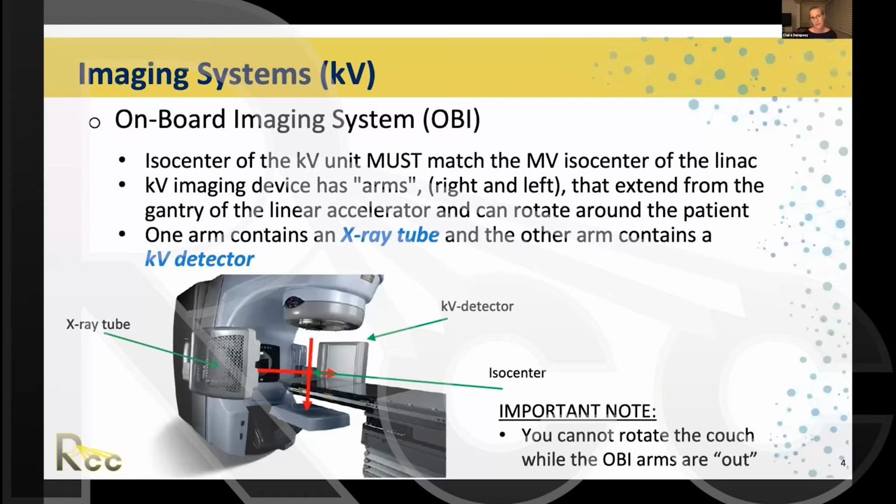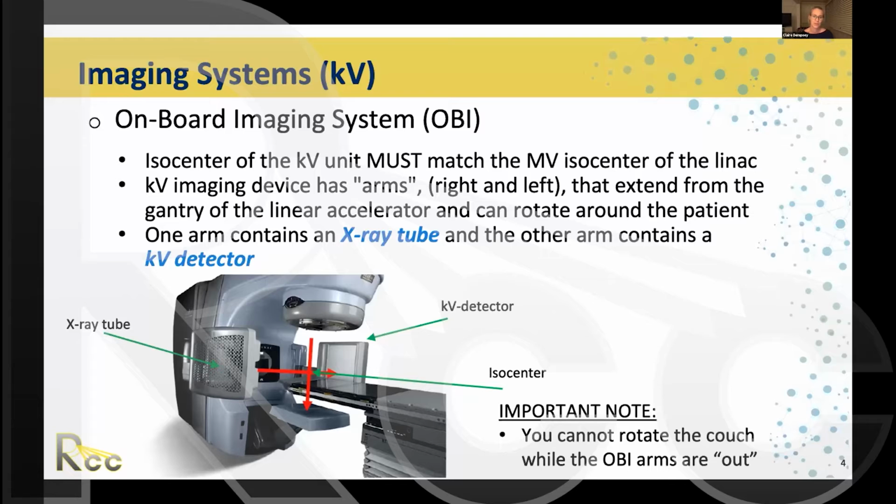So the isocenter of the KV unit must match the isocenter of the MV, or our treatment field, exactly. There's no point taking a KV image of a patient and going, yes, they're perfectly positioned, if the beam that you're going to treat them with isn't aligned properly to that KV image. The KV imaging device has arms that you can see coming out of the sides of the linear accelerator, and they rotate around the patient as the gantry rotates around the patient. So one of the arms contains an X-ray tube, and the other arm contains a flat panel KV detector.